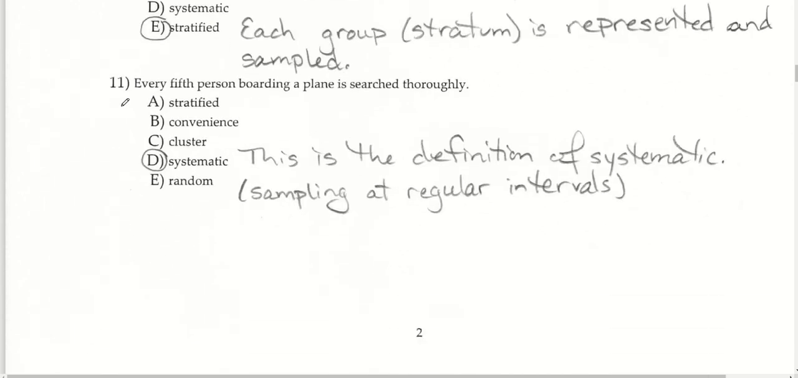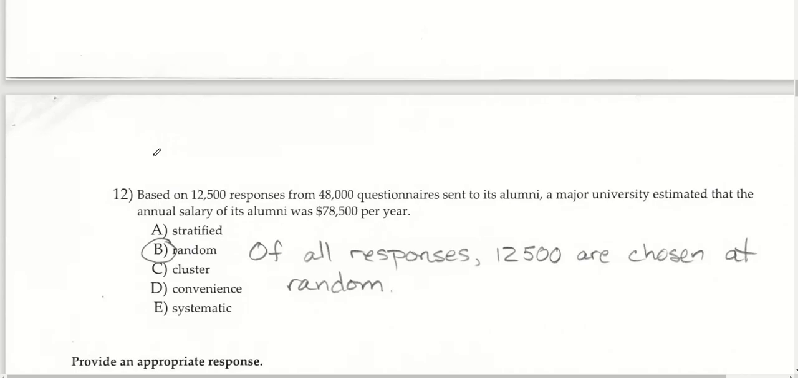In question 11, it says every fifth person boarding a plane is searched thoroughly. This would be an example of systematic sampling. Anytime you have a process or a formula, or an every other, every third, every fifth type of sampling scheme, this is sampling according to a formula or a system, which makes it systematic sampling.